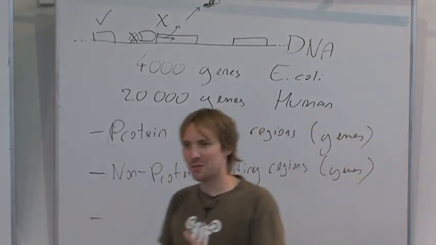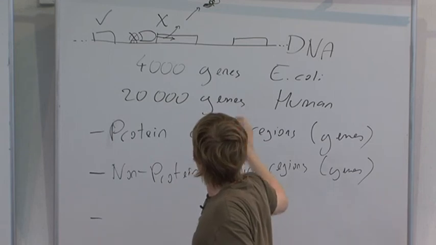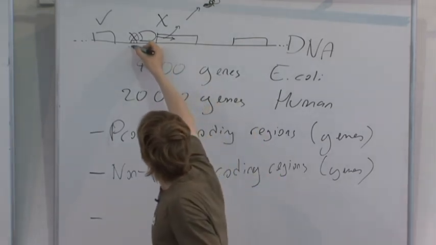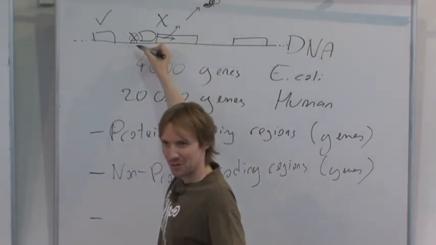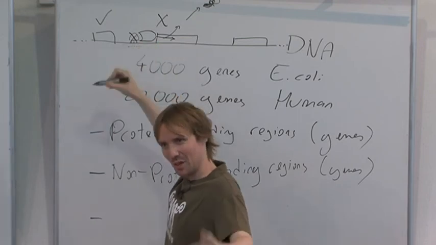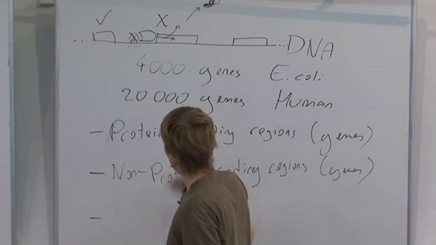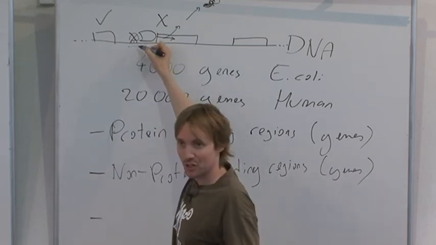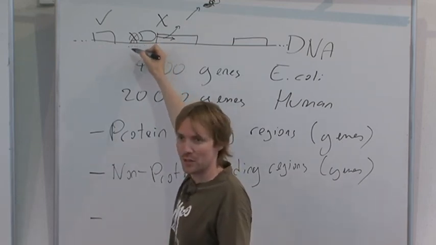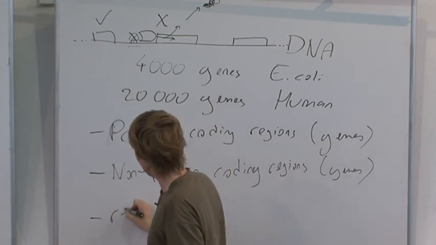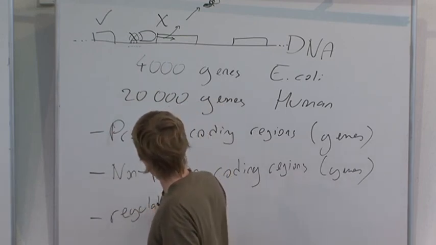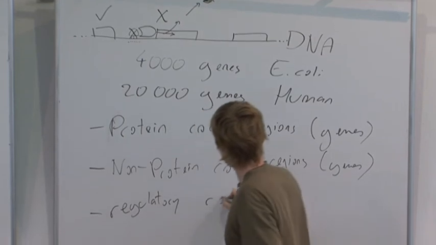Now, we have some more stuff. Another thing we have is, we said that transcription factors need to bind right next to the protein coding gene to decide when to make the protein and when not to make it. So this is a region that's very important for the gene. It's called the regulatory region. So that's another part of the DNA, regulatory regions.